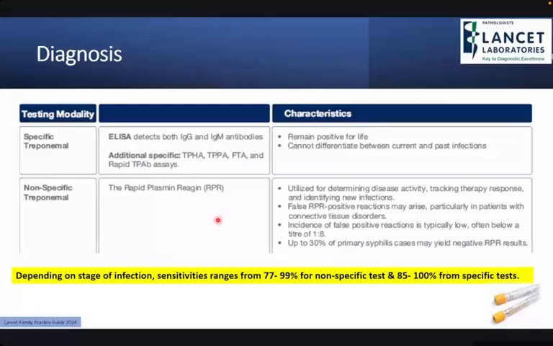If the RPR is positive, you know this is an active disease. It also helps us follow up these patients. In disease progression, if you're treating this patient, you want the RPR to decrease by fourfold. And so we have to do the RPR.